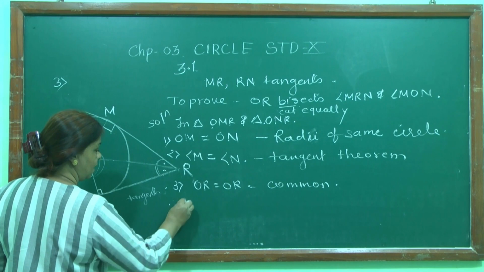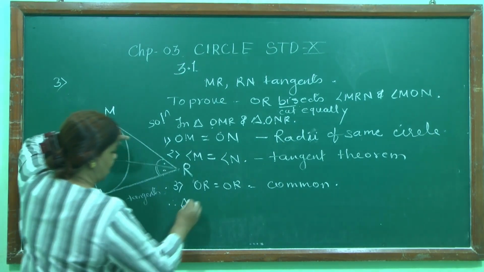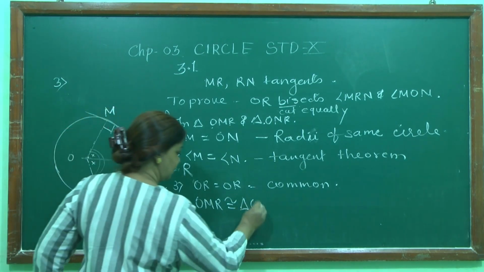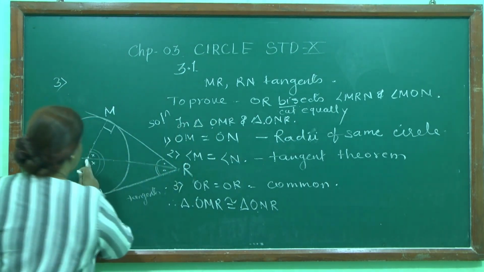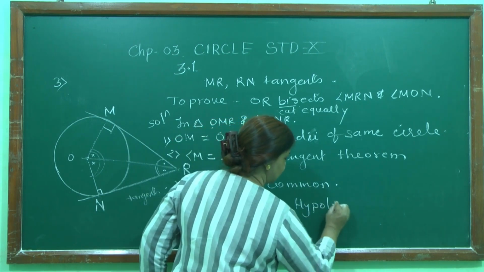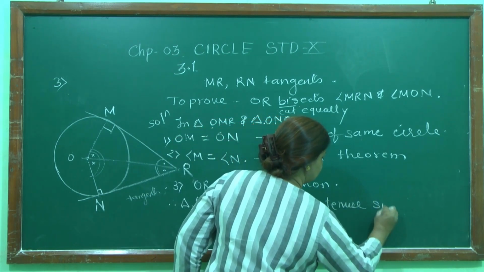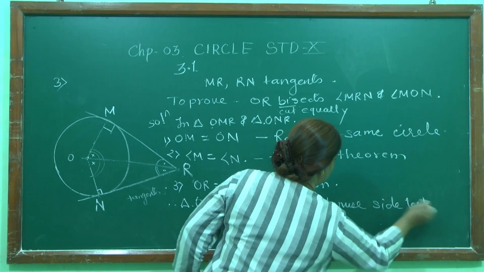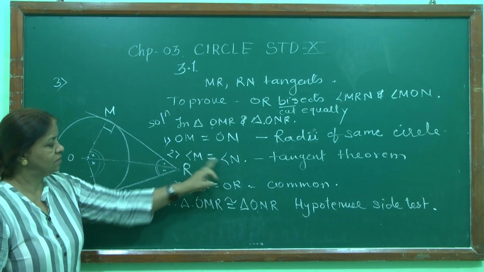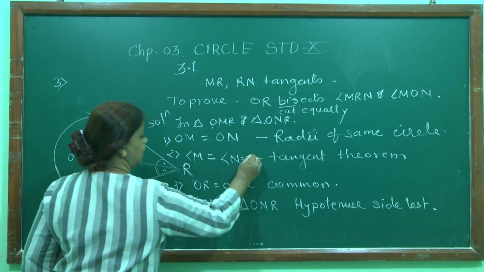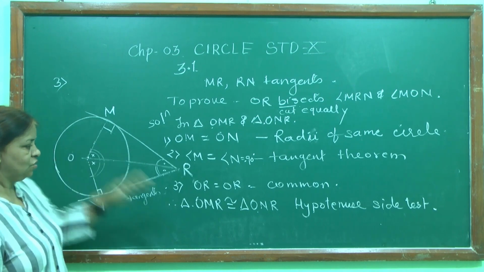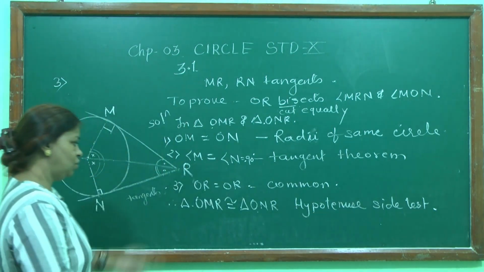So I can say triangle OMR is congruent to triangle ONR by hypotenuse side test. Now why is it hypotenuse side test? This is hypotenuse because this is 90 degree. We have already done here. Angle M is equal to angle N, 90 degree. So this is going to be hypotenuse and this is one of the side. So we say hypotenuse side test. So therefore these two triangles are equal.